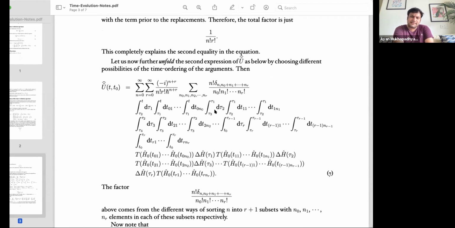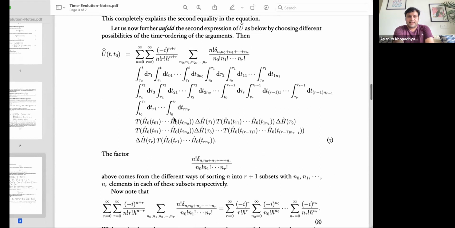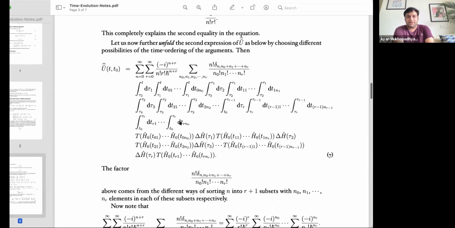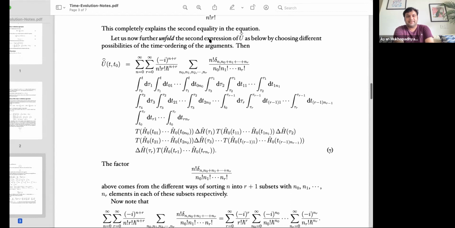Okay, so you see that all of these are now ordered in the proper way. And then I would get a combinatorial factor here, because I had to choose n0, n1 out of the total n. And therefore, this extra factor is simply the combinatorial factor of dividing n into r plus 1 subsets of n0, n1, and nr, right?